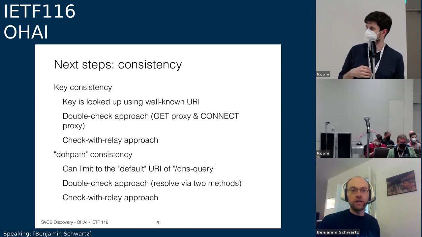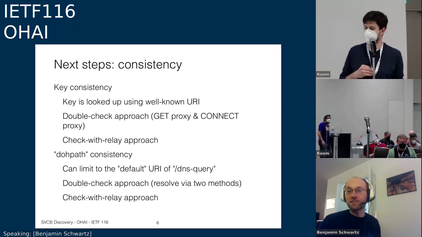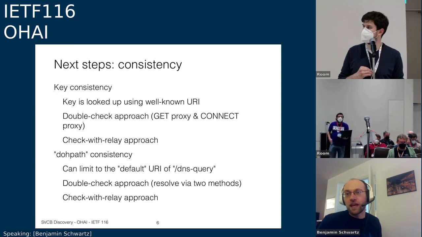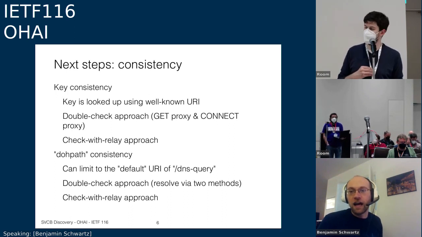So I agree that the key consistency problem is the same as the Privacy Pass key consistency problem. We should say the same thing here as we say in Privacy Pass. The DoH path consistency problem is quite different. And yes, I don't have a very strong opinion about how we ought to solve that. I think it's worth doing something.